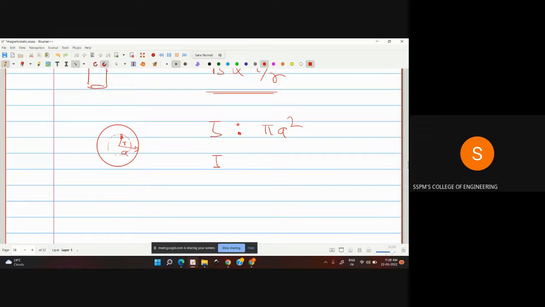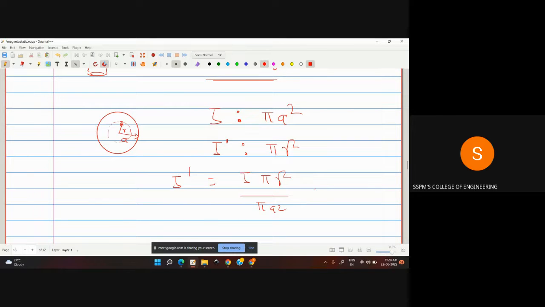So let us consider the current flowing through the cross sectional area of the circle of radius r as I prime, and the cross sectional area will be pi r square. So what is I prime? I prime is equal to I into pi r square divided by pi a square. You simply take cross multiplication. So this is equal to I r square divided by a square, I prime. Isn't it?